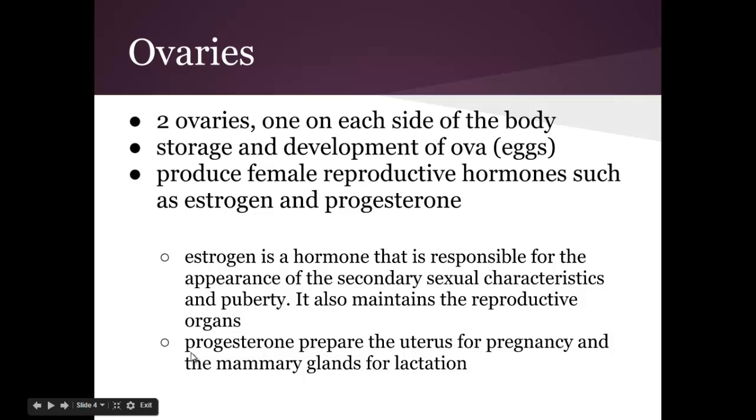Progesterone, which starts with a P, is more of the hormone of pregnancy, and that is the hormone that prepares the uterus for pregnancy and the mammary glands for lactation, for producing milk.